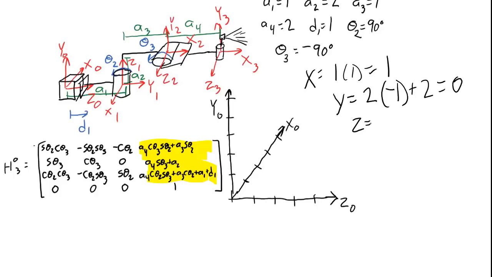And then we'll do the z position. The z position is a4, which is 2, times the cosine of theta 2. Theta 2 is 90. So the cosine of 90 is 0. This whole term is going to go away. I'll look at the next term. a3 is 1 times the cosine of theta 2, and theta 2 is 90. The cosine of 90 is 0. So that term is going to go away also. And all I have left is a1 plus d1. a1 is 1, d1 is 1, so the z position is 2.